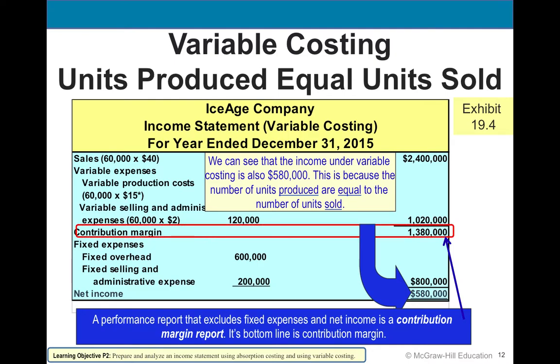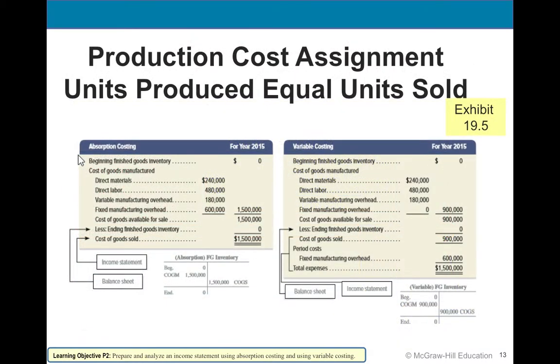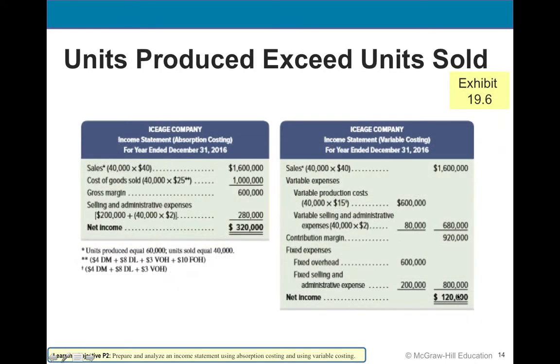Again, then comes the contribution margin report. If you notice, they equal when units produced equal units sold. Because under absorption, the $600,000 goes to cost of goods manufactured, while here it's just a period expense, and it equals. They're 100% the same. Now, what happens when the units produced exceed units sold, when you made too many? Well, now they're not going to be the same. Absorption will be higher.